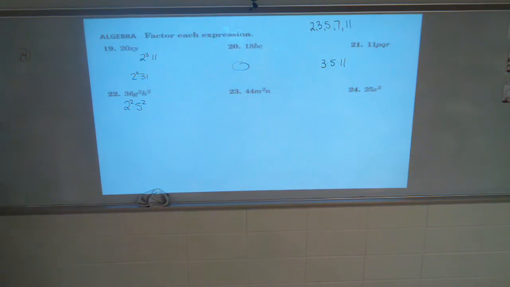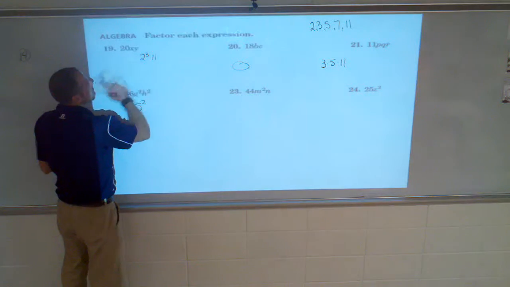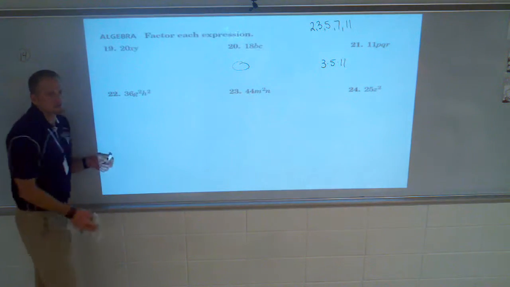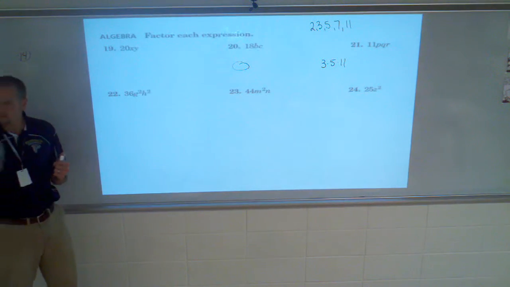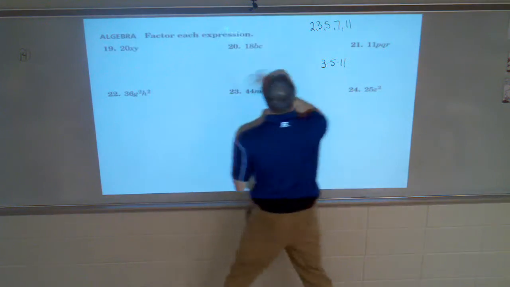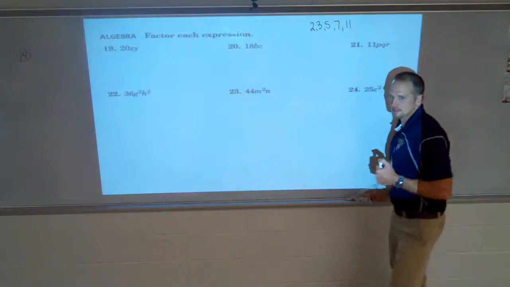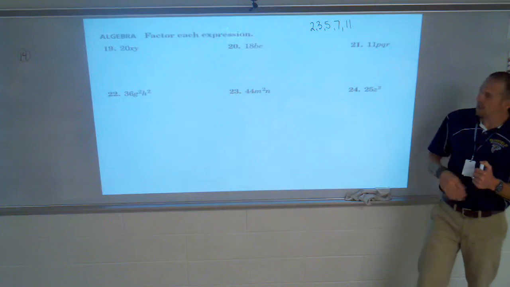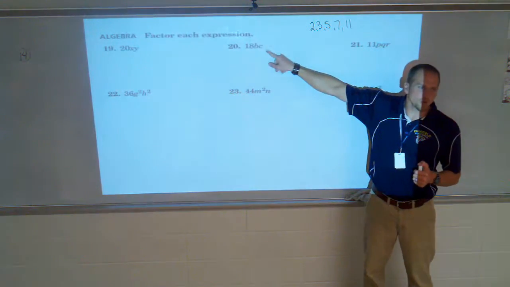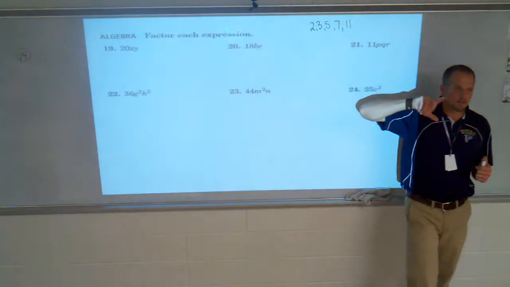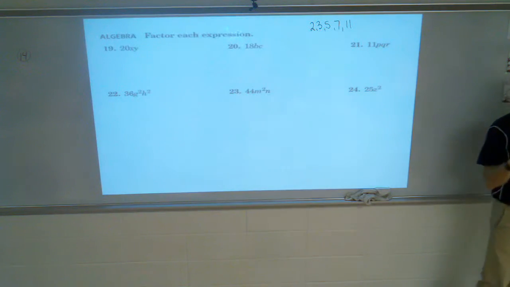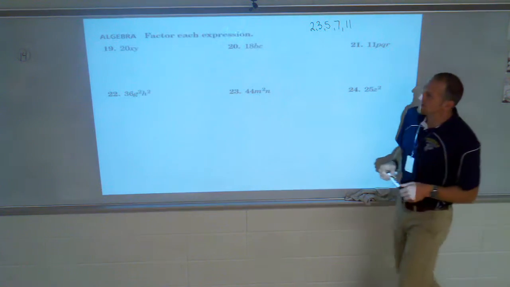Now, what's different about these? Jaylee. They have numbers with them and exponents. And letters. What are letters called? Algebra, they're variables, okay? We've got variables with it.